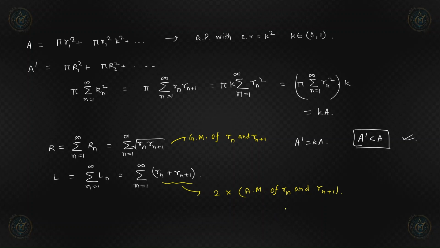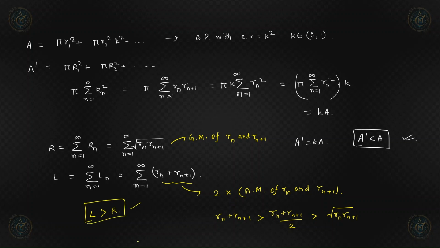So as rn and rn plus 1 are distinct terms, because they are in a non-constant, decreasing GP, rn plus rn plus 1 divided by 2 must be greater than under root rn times rn plus 1, right? And also as this term is greater than this term, clearly rn plus 1 will also be greater than under root rn times rn plus 1, right? That means if we sum them, we get L is clearly greater than R.